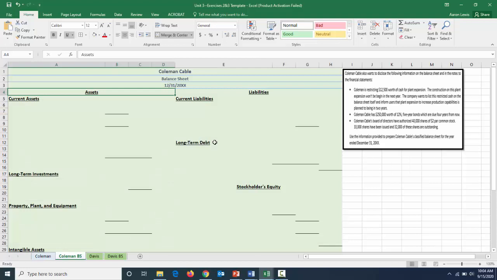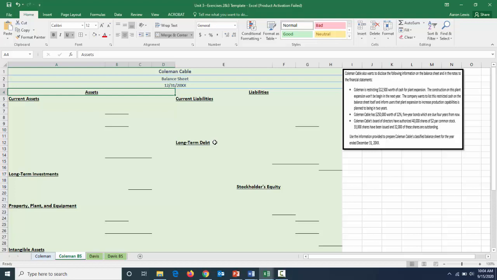Now that we've decided where every account's going to go on our classified balance sheet, we have to prepare the balance sheet. And the numbers sometimes aren't enough. People are going to want further disclosure about our information.